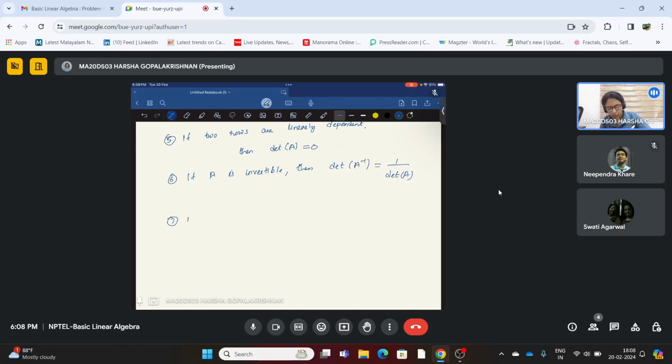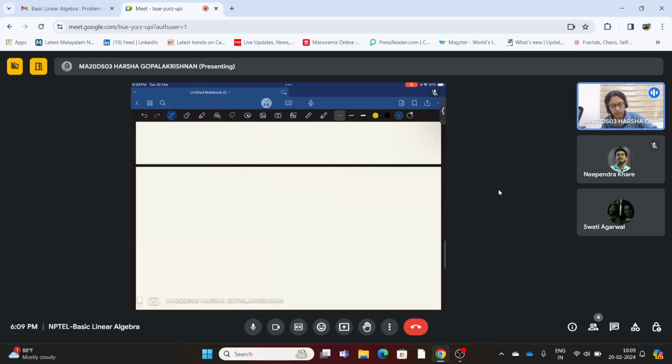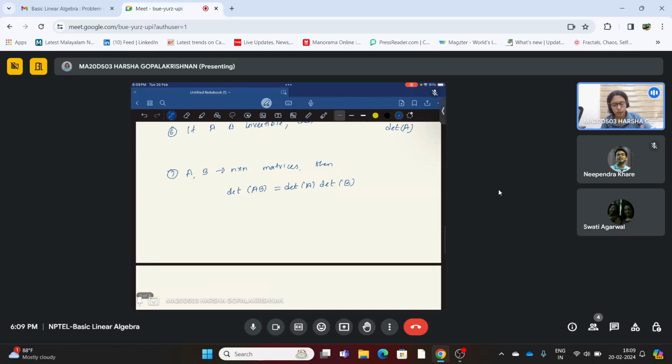Okay, if A and B are two n by n matrices, then what is determinant of AB? Determinant of A into determinant of B. Yeah, determinant of A into determinant of B. So these are the very basic things that we can use while doing the calculations.